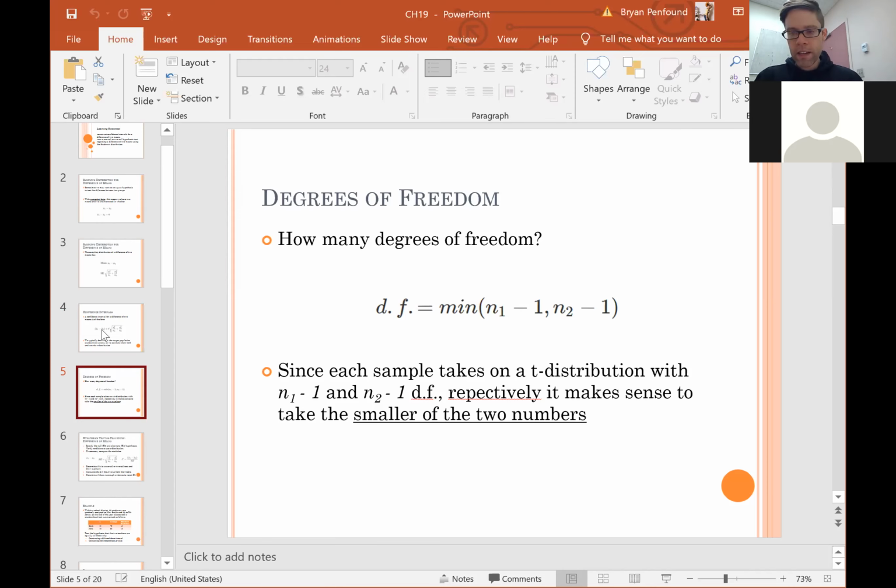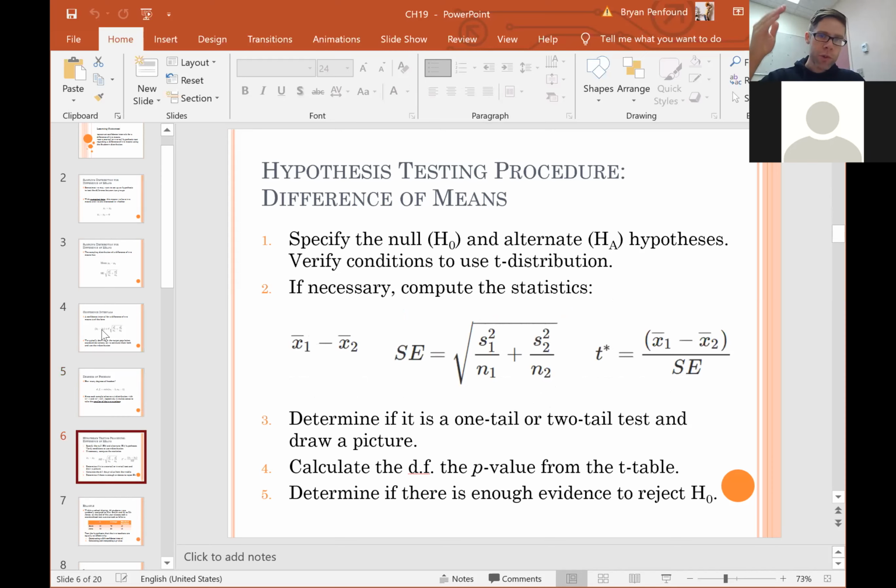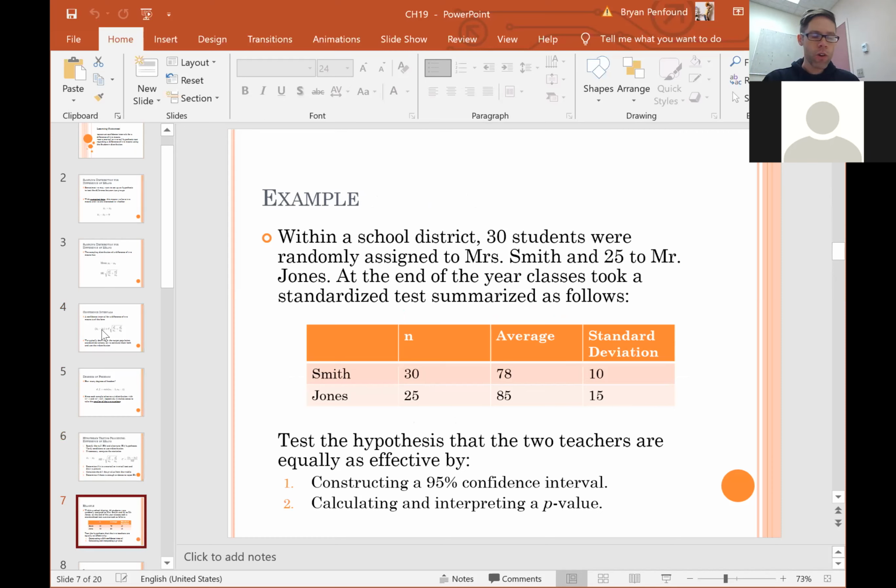And so the final slide here that I just flashed a little bit earlier goes through the process of actually setting up and executing the hypothesis testing procedure. I think we should just jump right into the example. I'll show you how to construct a confidence interval, and I'm going to show you how to set up and execute a hypothesis test using a probability number as well.